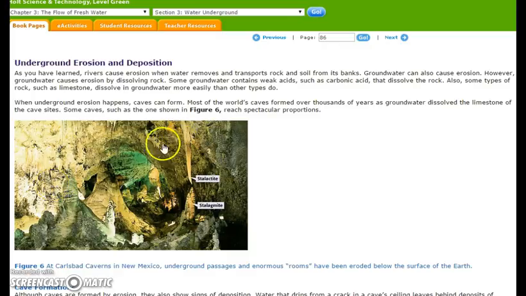So you can see here, deposition will also occur. Deposition is when the flowing water leaves little particles behind. So you can see we have stalactites and stalagmites. Two words that sound very similar. They are little spikes that form in the caves. The stalactites come from the top, pointing down, and the stalagmites start from the bottom and point up. You should know the difference between the two.